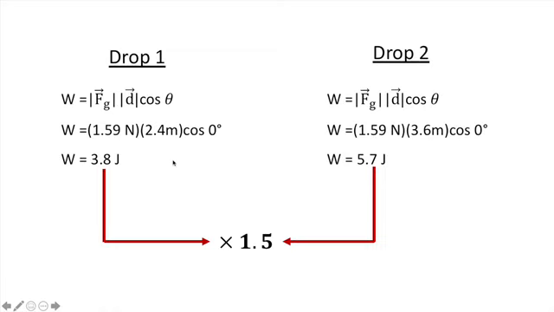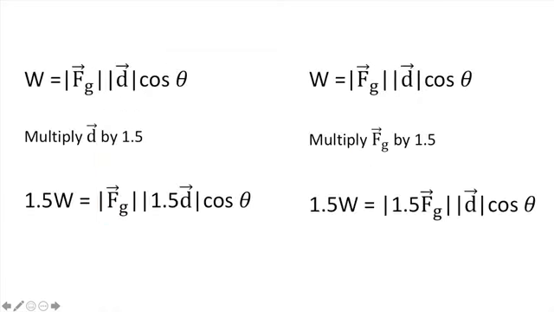And what do you know? The displacement is also 1.5 times larger in drop 2. So in our lab, when displacement increased by a factor of 1.5, work also increased by the same amount. This would also be true if it was Fg getting multiplied by 1.5. Work would still grow by the same amount.